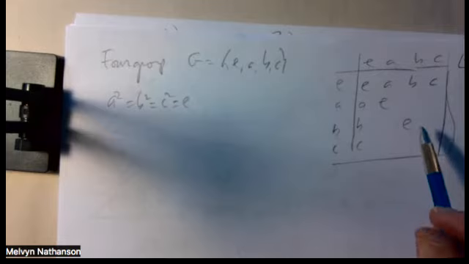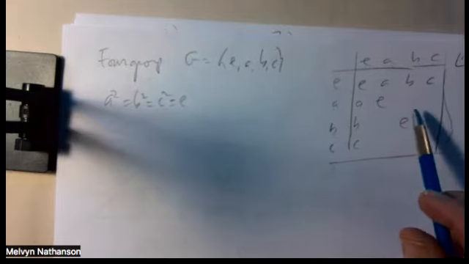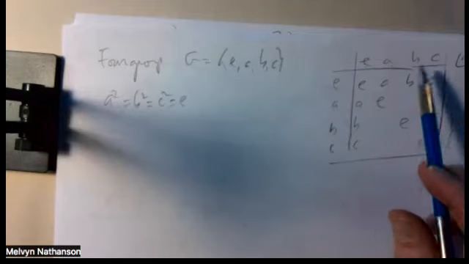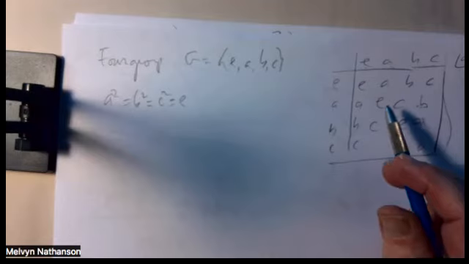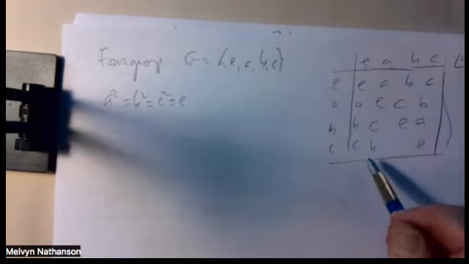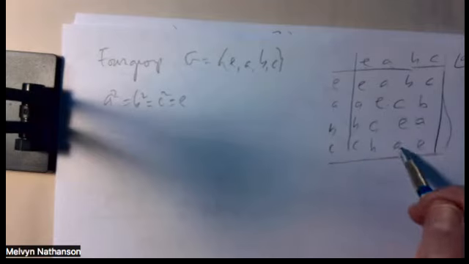So down the main diagonal of this 4x4 array, I have the identity. I just have to fill in what these are, and we say that A times B is C, and A times C is B. B times A is C, B times C is A. C times A is B, C times B is A.